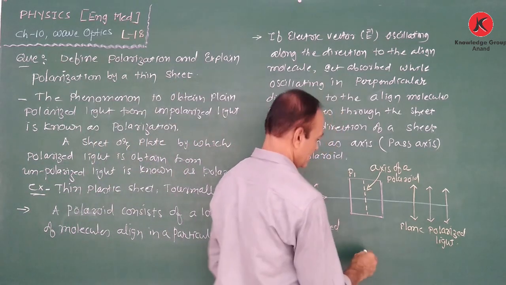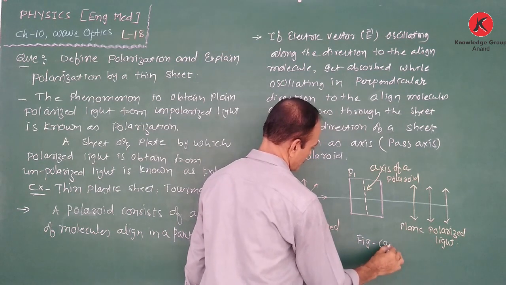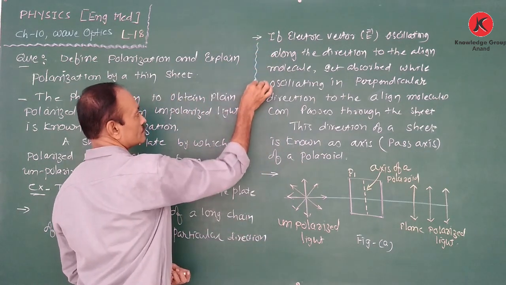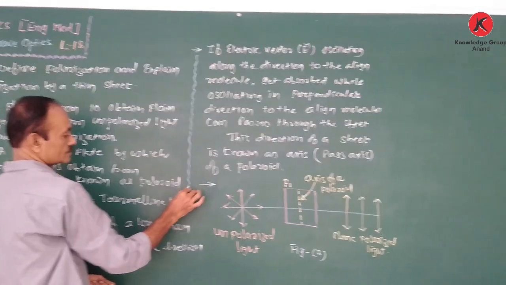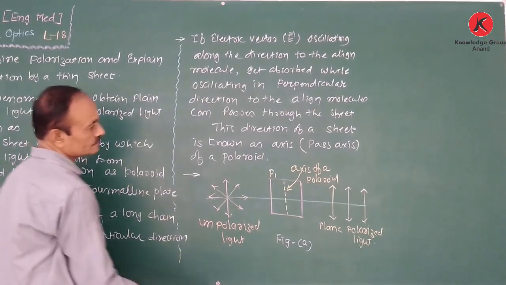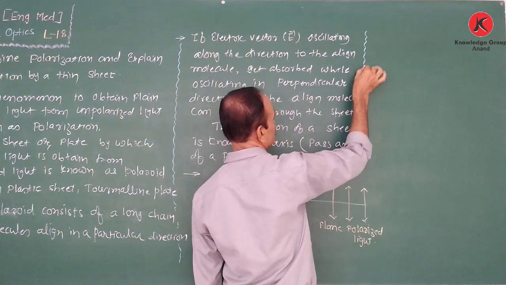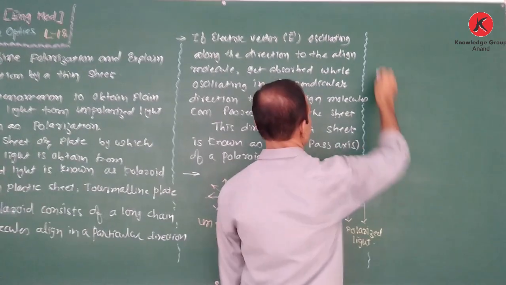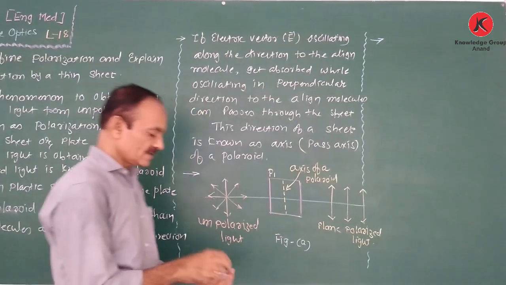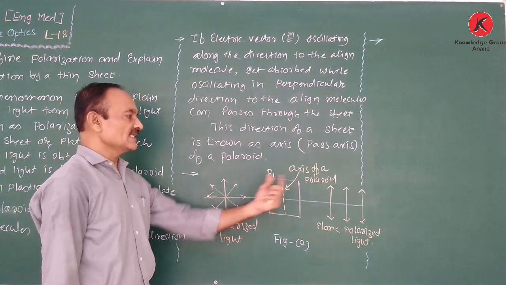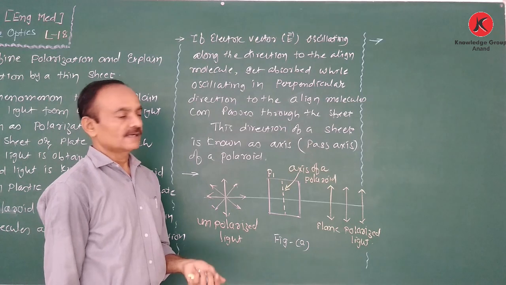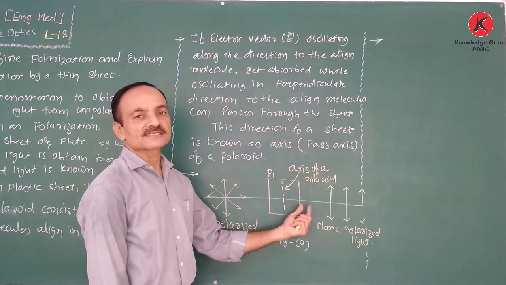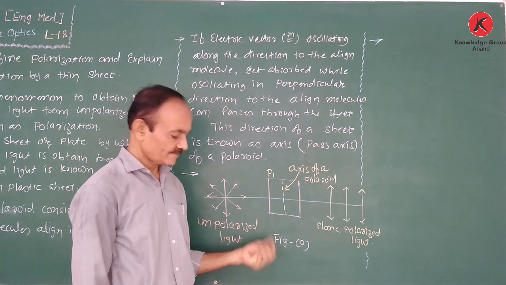So that is figure A. We describe this thing. Now, what's happened? The light from the ordinary source is incident on a polaroid P1. The intensity of the light transmitted from P1 becomes half of the incident light.